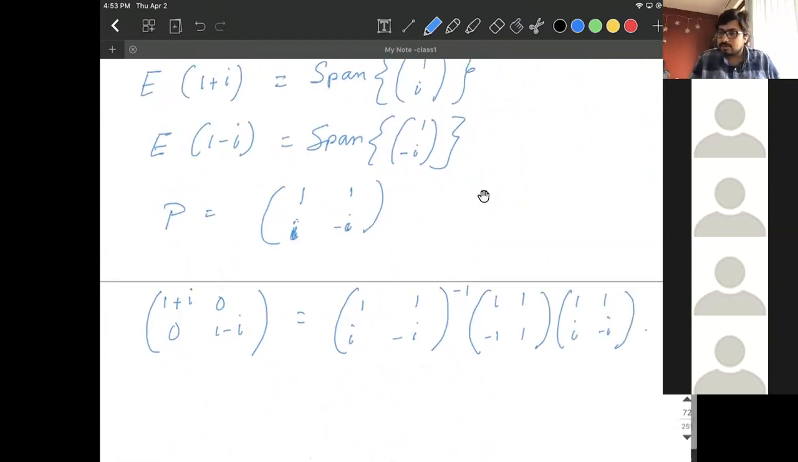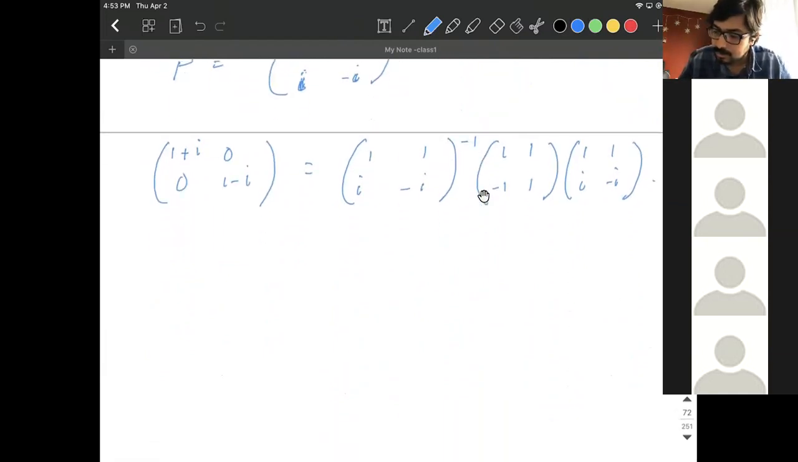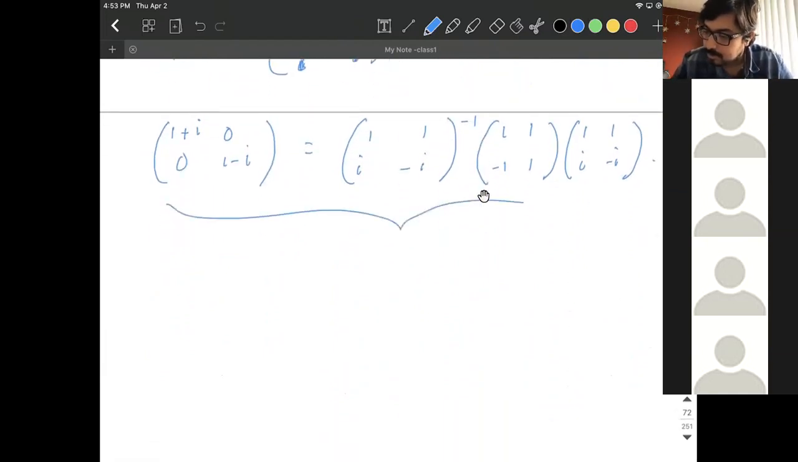Okay, so check the details here and check indeed that if you multiply like this, you end up getting this diagonal matrix. So I leave that for you to check. So check this step.